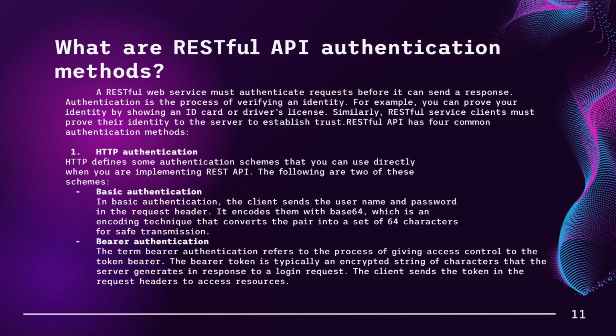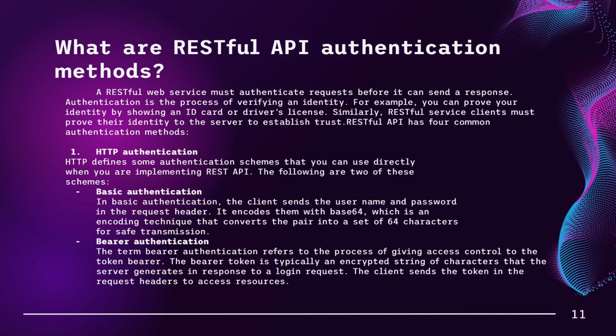And RESTful API has 4 common authentication methods. Let's start with the first one, which is HTTP authentication. HTTP defines some authentication schemes that you can use directly when you are implementing the REST API. The following are 2 of these schemes. First, basic authentication, in which the client sends the username and password in the request header. It encodes them with Base64, which is an encoding technique that converts the pair into a set of 64 characters for safe transmission.